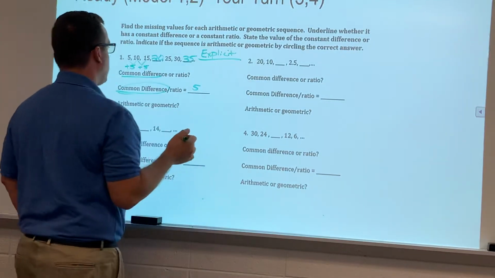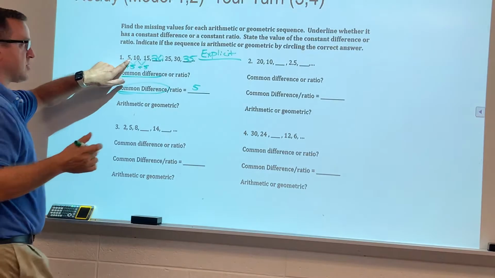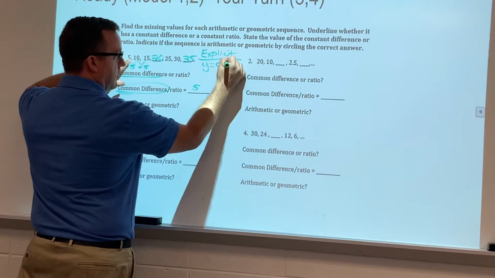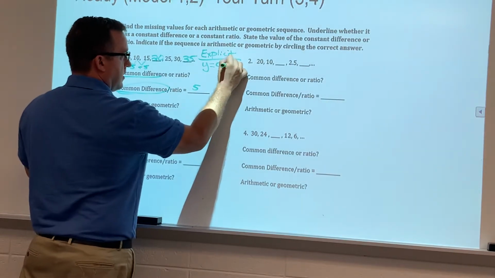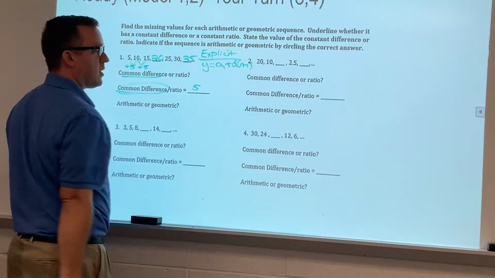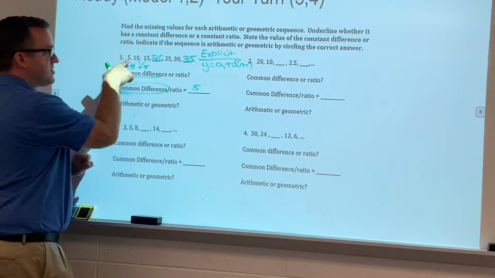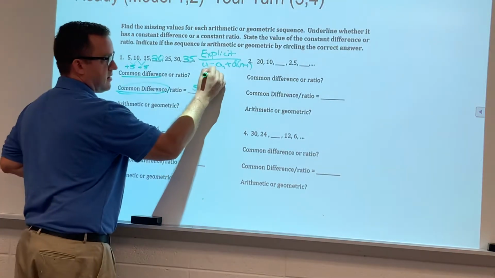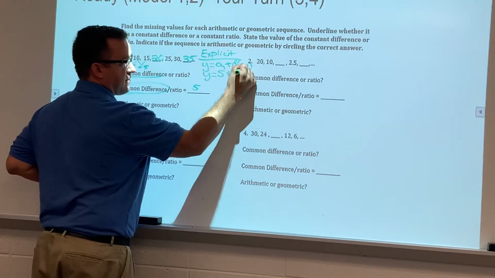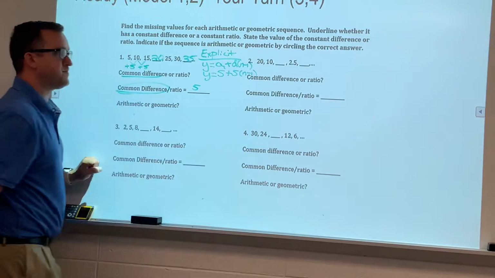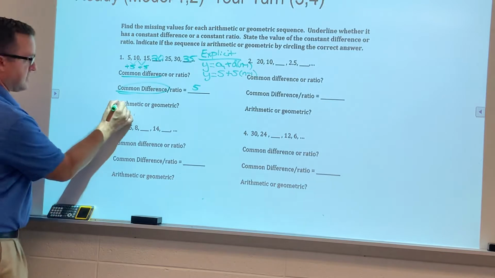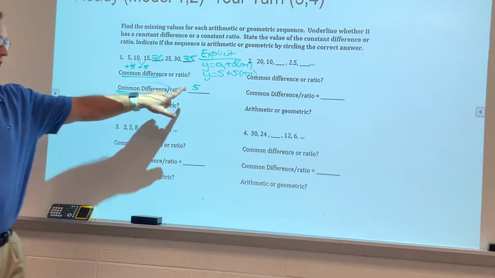So for the explicit equation, I'm going to start with the first term. So I'm going to write it in the form y equals a sub 1 plus my common difference, and then I put times n minus 1. So substituting, the first term is 5. So y is equal to 5 plus, my common difference is 5, times n minus 1. And then again, this is an arithmetic sequence because I have a common difference of 5.